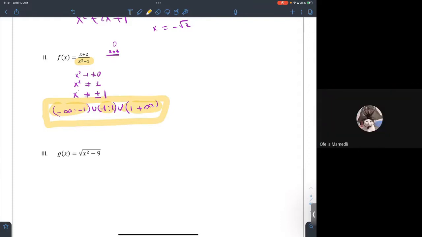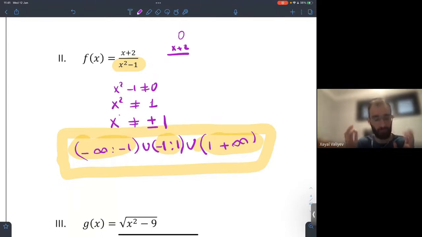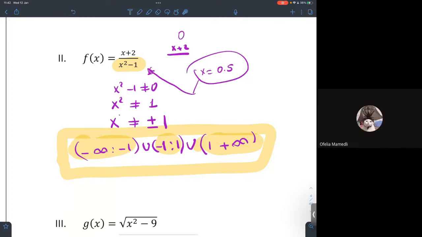Teacher, why can't we just take from negative infinity to negative 1 and union from 1 to positive infinity as an answer? Okay, if you take the answer as negative infinity to negative 1 and 1 to positive infinity, Ophelia, you are going to have a problem. You are not going to include, for example, 0.5 as a domain for this expression. Agree, Ophelia? Yes, like 0.5.